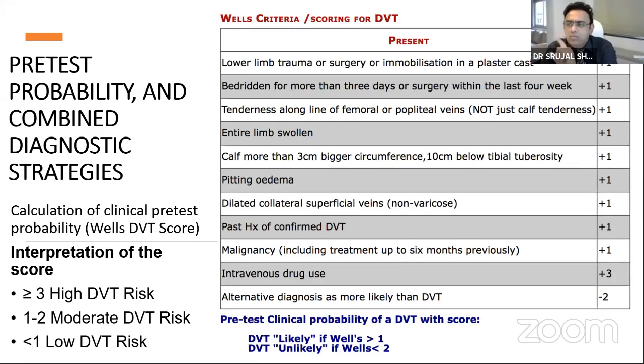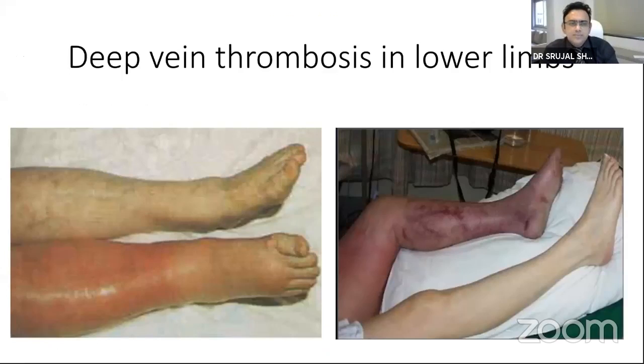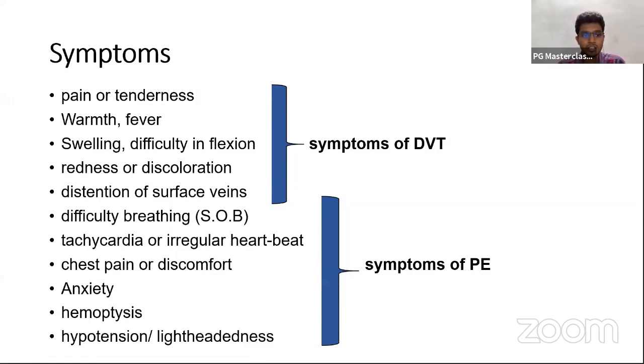And one more thing in symptoms, did you mention coughing? Was it there, coughing in PE? Just go back 2 slides. Sir, coughing was not there, sir. Difficulty. It is very common. Coughing is very common. It will start with cough.